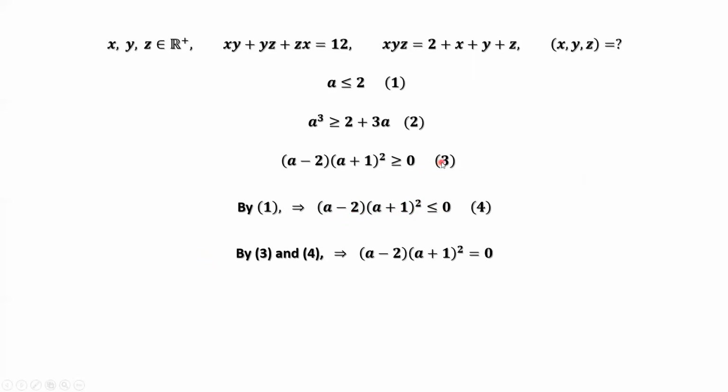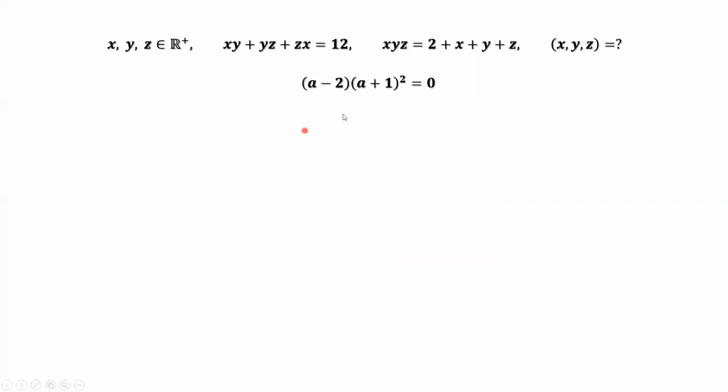Combining results 3 and 4, here is bigger than or equal to 0, here is less than or equal to 0. Therefore, a minus 2 times a plus 1 squared must be equal to 0. This equal to 0, we have two solutions for a: a equals 2, a equals negative 1. Because a, by definition, is positive, a equals negative 1 is impossible. We only have one solution, a equals 2.